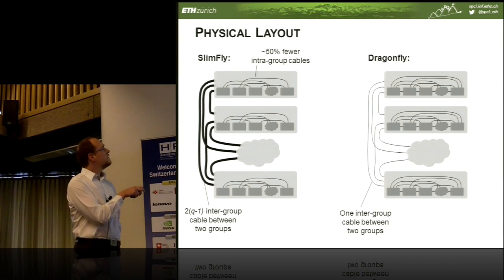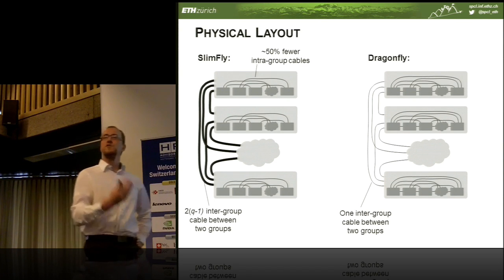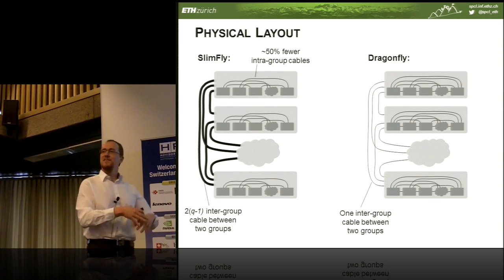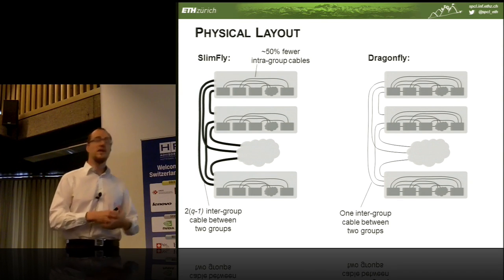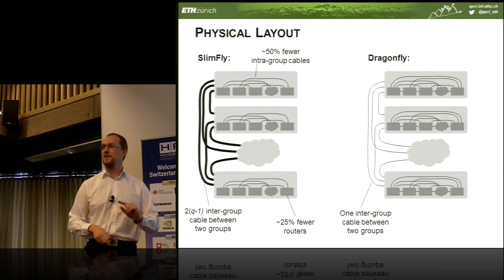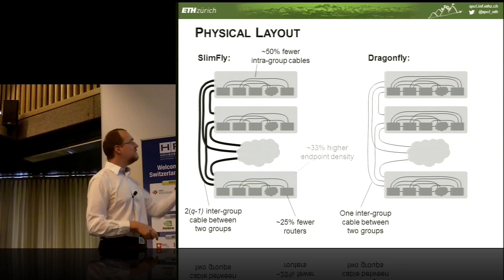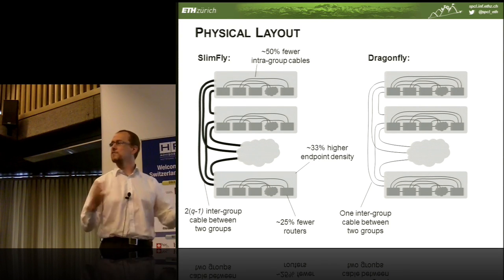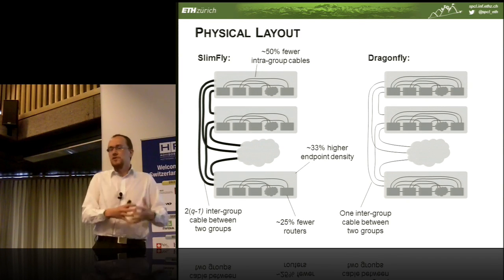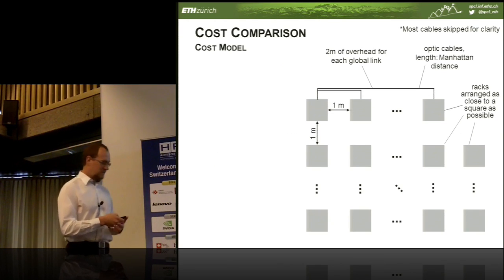The other thing is that we have 50% fewer intra-group cables, which is confusing, because why would you have fewer cables in the local group than externally? But this is exactly what you need in order to get the other benefit of this topology: you have 25% fewer routers than a Dragonfly. So you need to buy fewer switches, and that's where the cost savings comes from. And you have a 33% higher endpoint density, if you do the math. Meaning that overall the topology is about 25% cheaper, because you can use fewer switches to connect the same number of endpoints. Okay, so let me now discuss a little bit of a cost model.